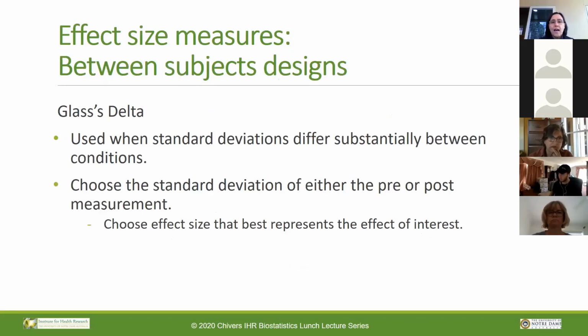Glass's delta is another version of effect size, and it's used when the standard deviations differ substantially between your two groups or conditions. Often, if you're comparing two groups, the standard deviations are very similar, but in some situations they might be significantly different, or it might be a pre and post measurement. What they recommend is that you choose one of those standard deviations in the formula, and the way to choose is to determine which one represents the effect of interest.